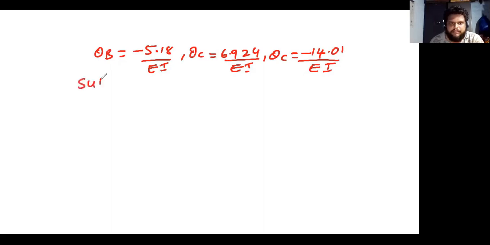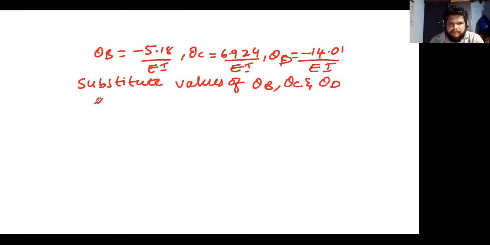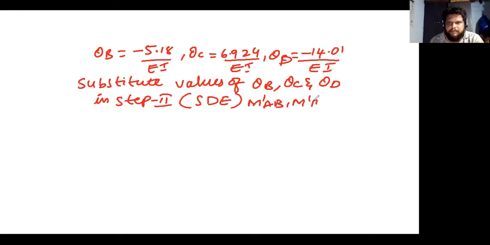Okay, I will be writing over here. So substitute values of theta b, theta c and theta d in step 2. What is our step 2? Step 2 is nothing but our slope deflection equations. So in the slope deflection equations, we have used notations m dash AB, m dash BA, m dash BC, m dash CB, okay, again m dash CD and m dash DC. This is how we have written 6 equations.